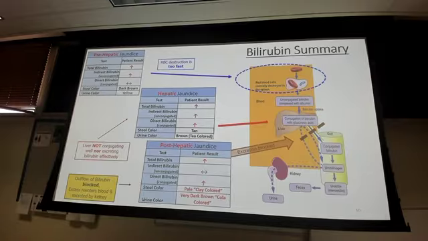It can try to push out to the gut, but it can't because something's blocking it. So that direct is going to back up. The direct is going to be high in your blood. The indirect's not going to be high because the liver still processes it. But as a result of it not getting into the gut, that stool's going to be very cream colored, very, very light, and the urine's going to be very, very dark.